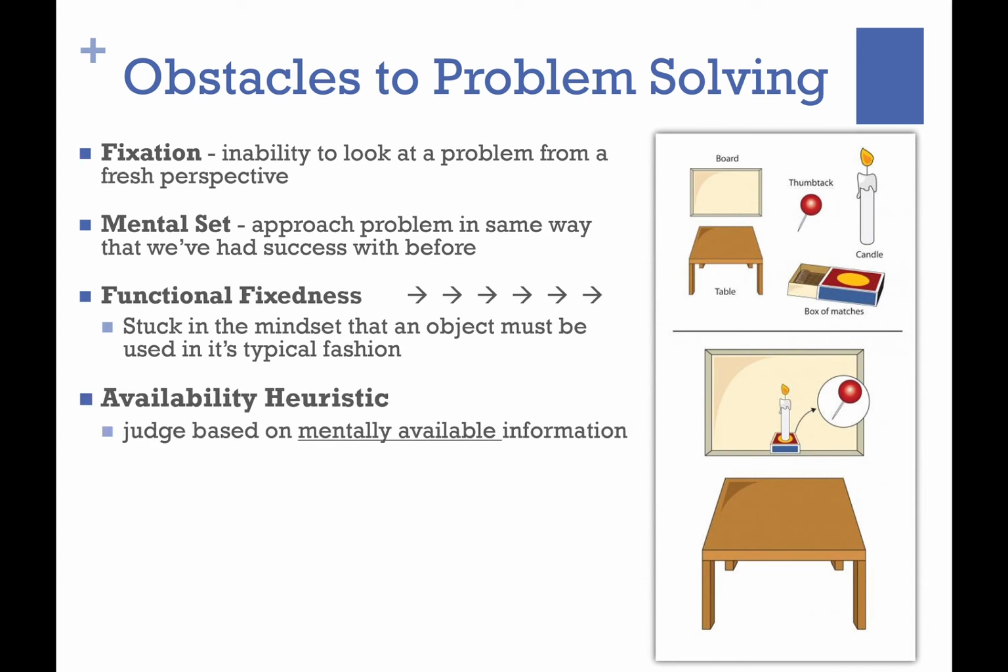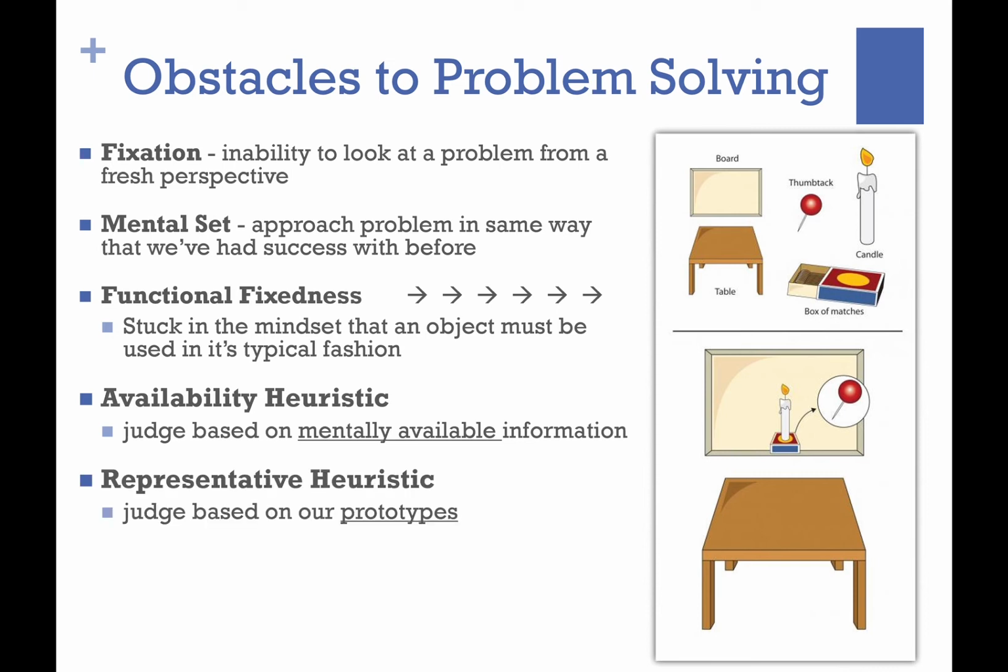Now, in terms of heuristics, this should have been on the other slide, but in terms of heuristics, there are two types of heuristics. You have the availability heuristic and the representative heuristic. Now, these are obstacles to problem solving because they're going to be a rigidly patterned way of solving problems, and sometimes that can keep you from coming up with a solution.